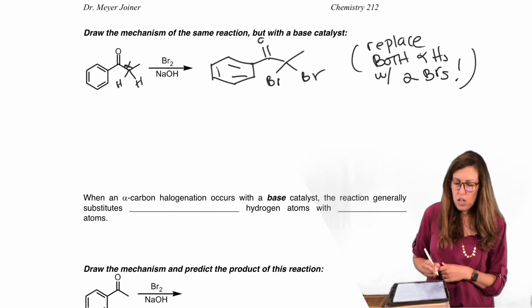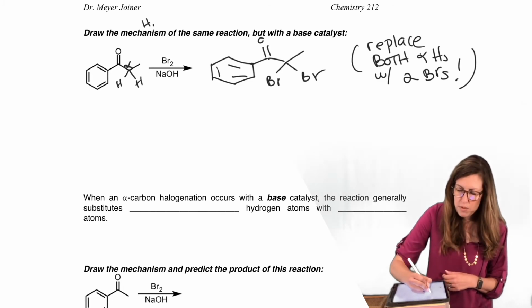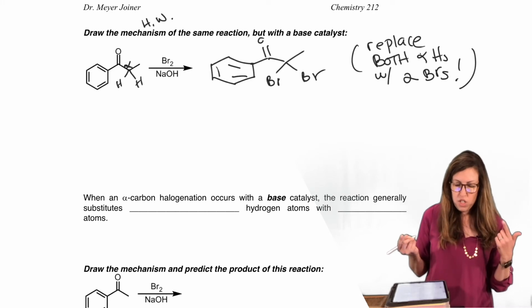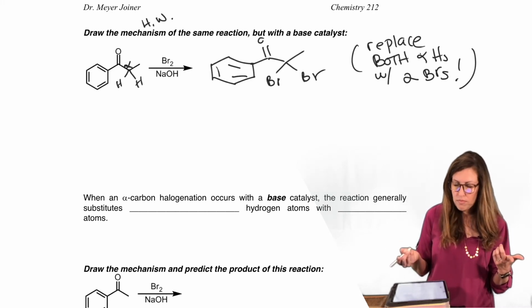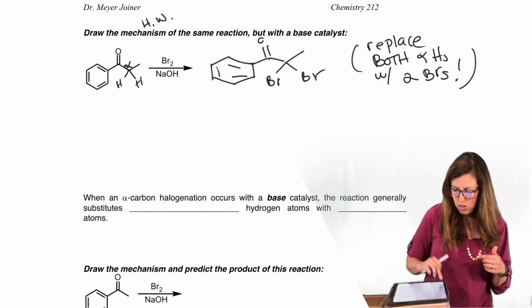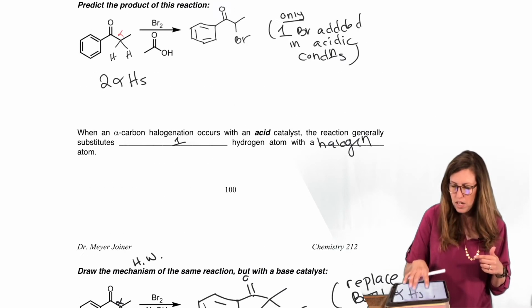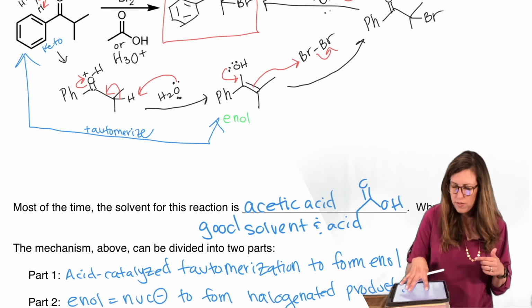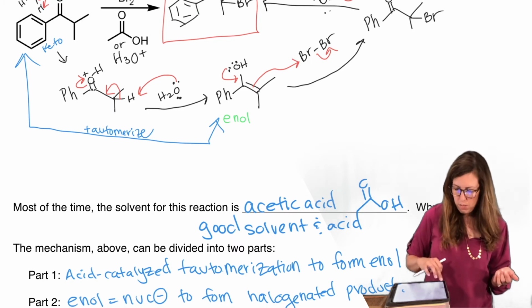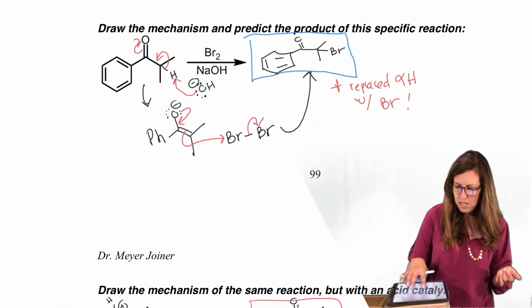Okay, so I'm going to let you draw the mechanism for practice because we've already done the mechanism under basic conditions. But just the thing to remember is, why does one keep reacting and one not? Just look at the difference of our nucleophile. This is our nucleophile under acidic conditions. It attacks. And under basic conditions, it's this guy.